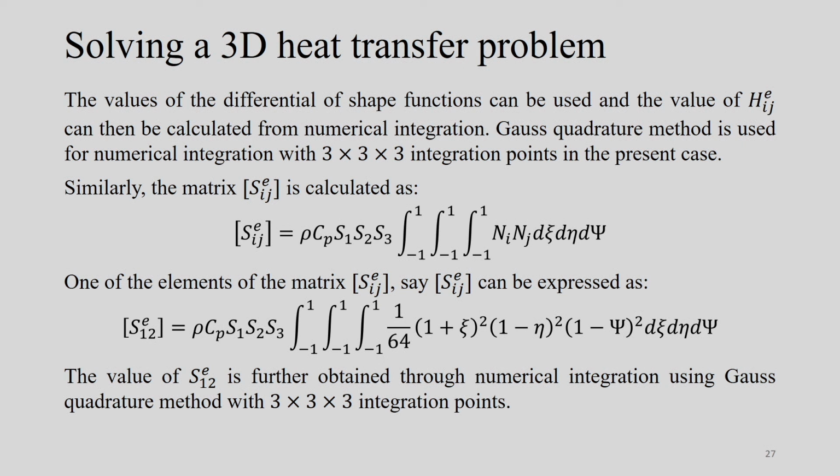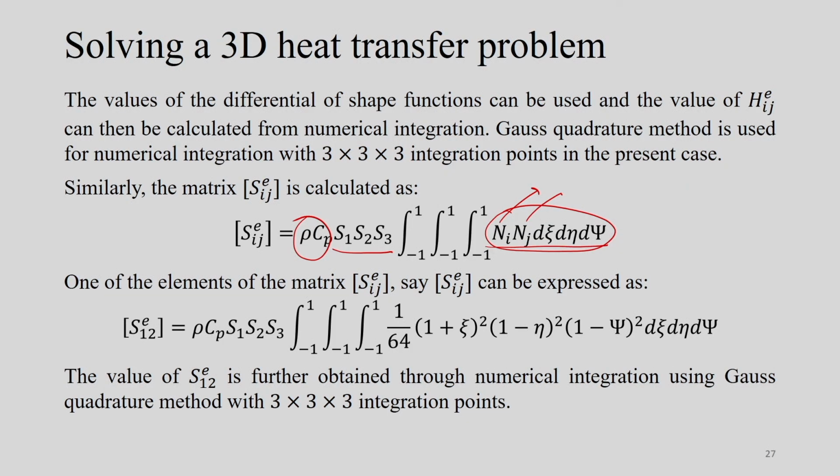In a similar way, S can also be calculated, with the properties rho Cp, S1, S2, S3, and Ni, Nj also there. That can be represented if we replace Ni, Nj in terms of xi eta psi, then we can perform the numerical integration technique, and there also we have 3 by 3 by 3, that is 27 integration points. We normally identify these 27 points and the weightage of each particular point, which has a fixed value if we follow the Gauss quadrature rule. From that we can estimate the numerically integrated S I J term.